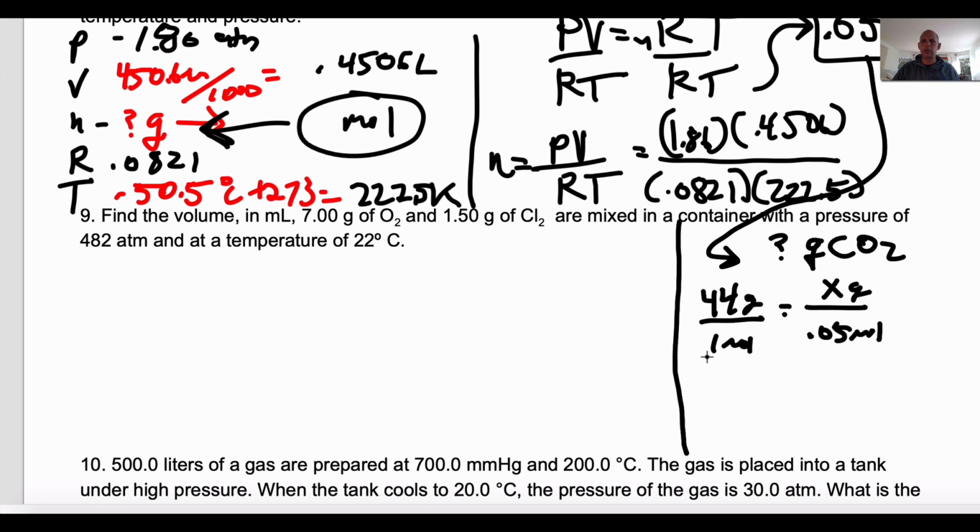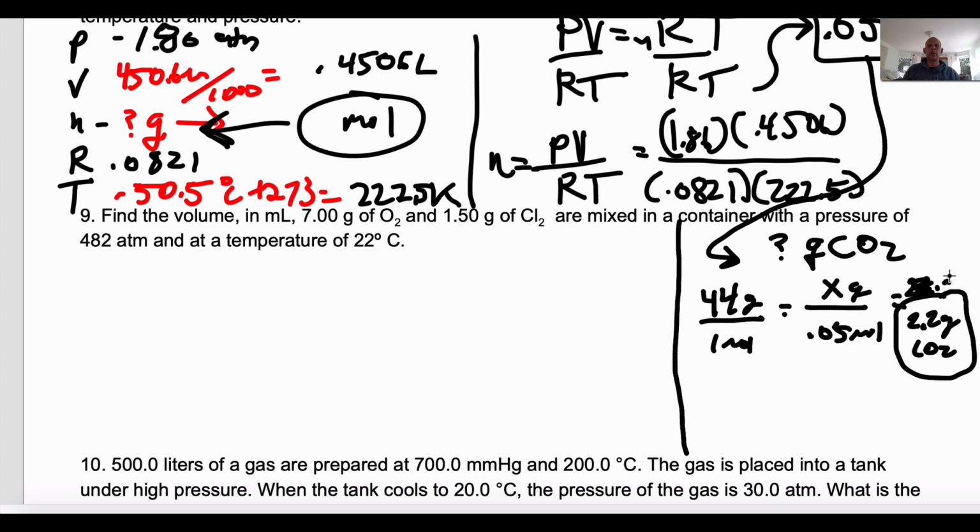So we would cross multiply, and that answer would be 0.05 times 44, which is 2.2 grams of CO2.